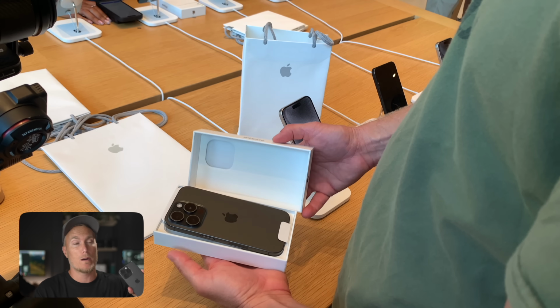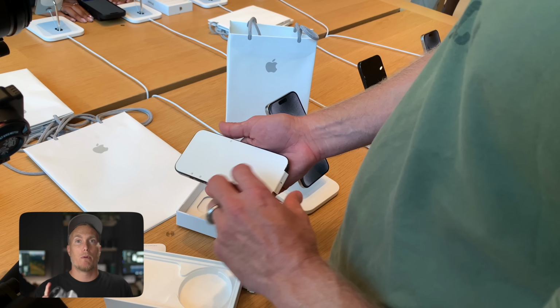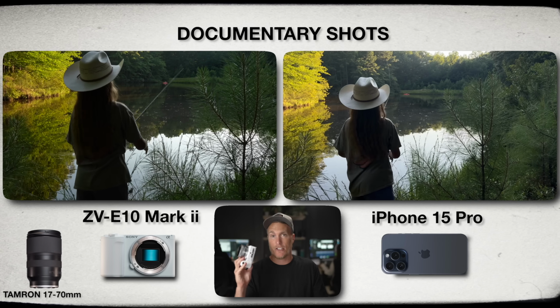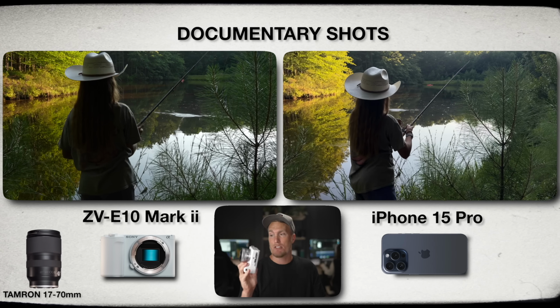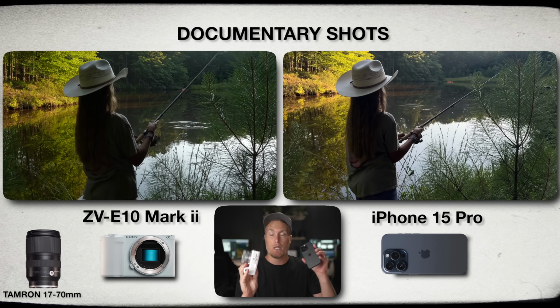So right off the bat, when it comes to pricing, the ZV-E10 will be a lot more expensive, especially when you start adding extra lenses, compared to the iPhone, which you can just open up straight out of the box and start shooting with. But because you do have the ability to interchange lenses, that means you'll have more creative options when it comes to shooting with the Mark II compared to the iPhone.